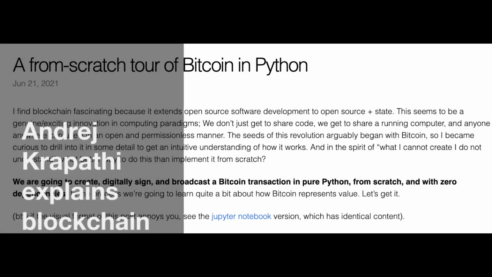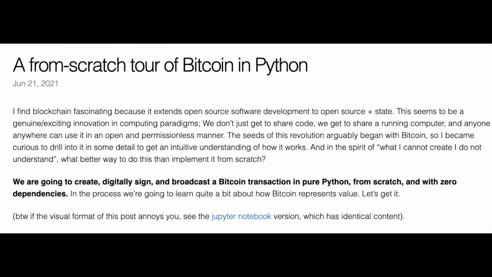Okay, so Bitcoin, it's like everywhere you turn, right? But how many of us can actually say we really get what's going on under the hood? Well, that's what we're tackling today, and we're lucky enough to have some amazing insights to guide us. We're diving deep into Andrej Karpathy's, the AI mastermind over at Tesla, blog post, A From Scratch Tour of Bitcoin in Python. And what makes this deep dive so insightful is that Karpathy gets it.